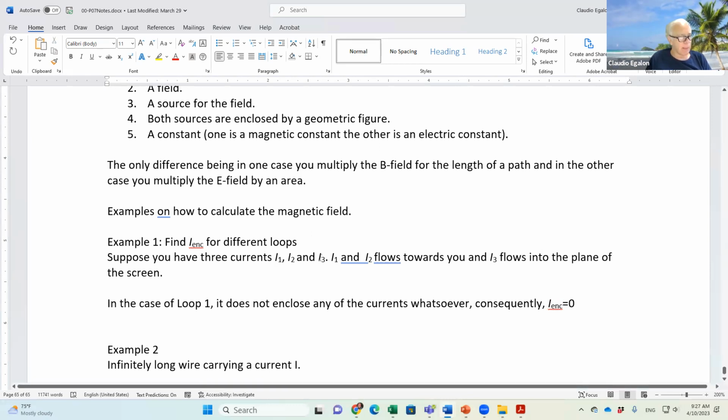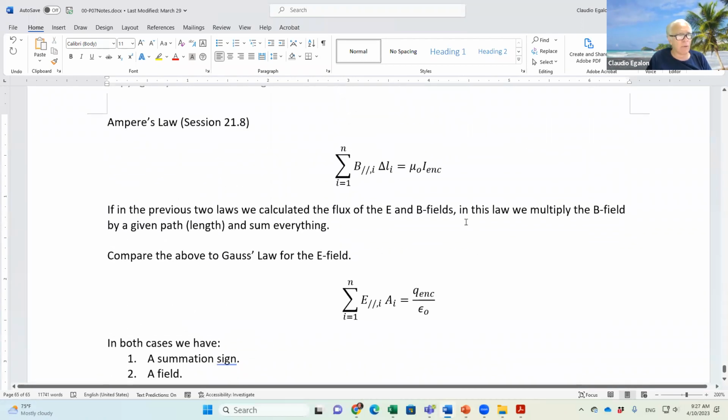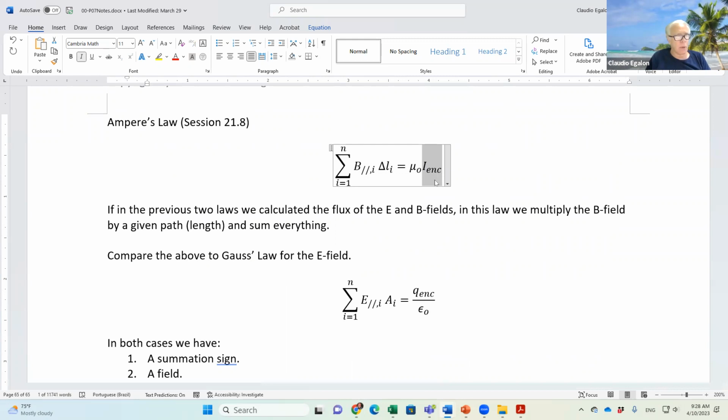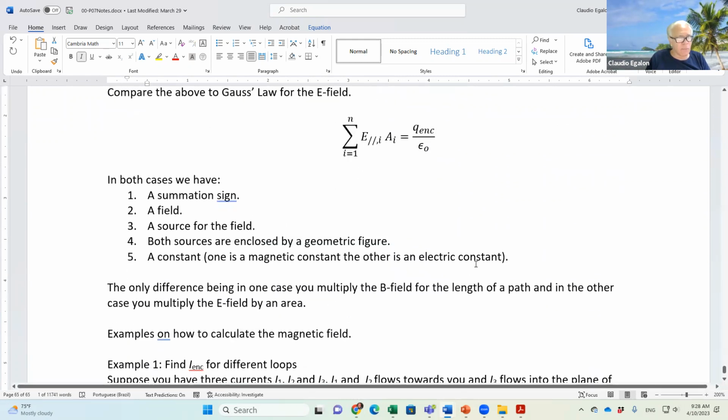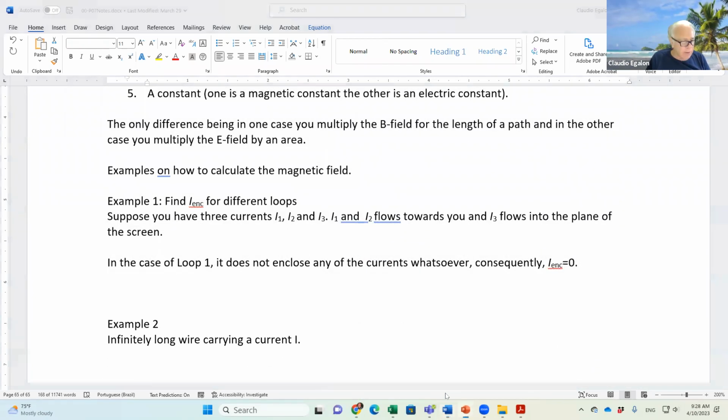Loop 1 does not enclose any of the currents whatsoever. Consequently, I enclosed is equal to 0. That's what I enclosed is all about. When you are solving a problem, you choose an appropriate Amperian loop, and then you determine how much of the current is enclosed by that Amperian loop. Now let's take a look at another example.